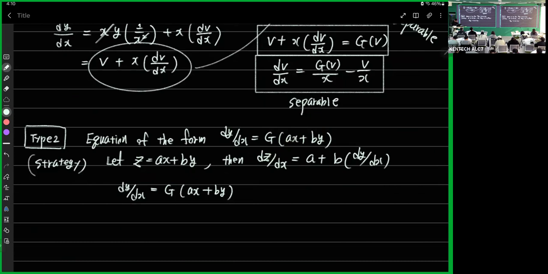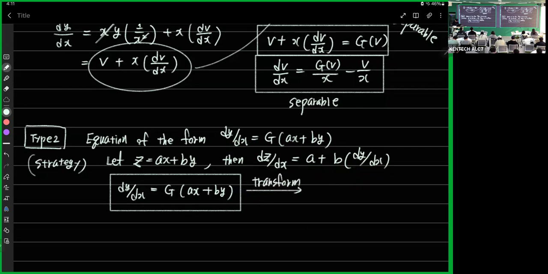Then we rewrite dy/dx in terms of z. Taking the derivative of z with respect to x, we get this. We plug a plus b times this into the left-hand side of the differential equation, and the right-hand side is going to be g of z. So this is the original differential equation that we transform by using substitution to a separable equation.